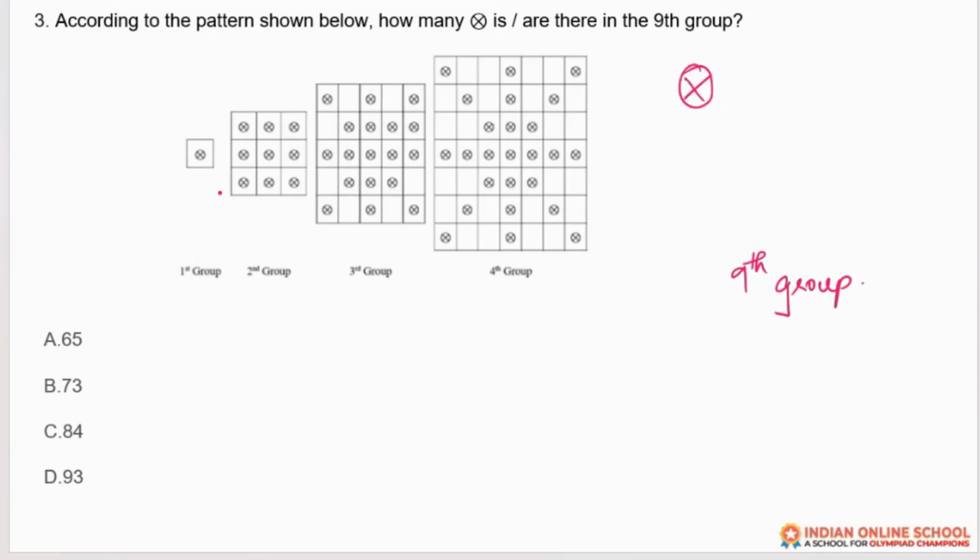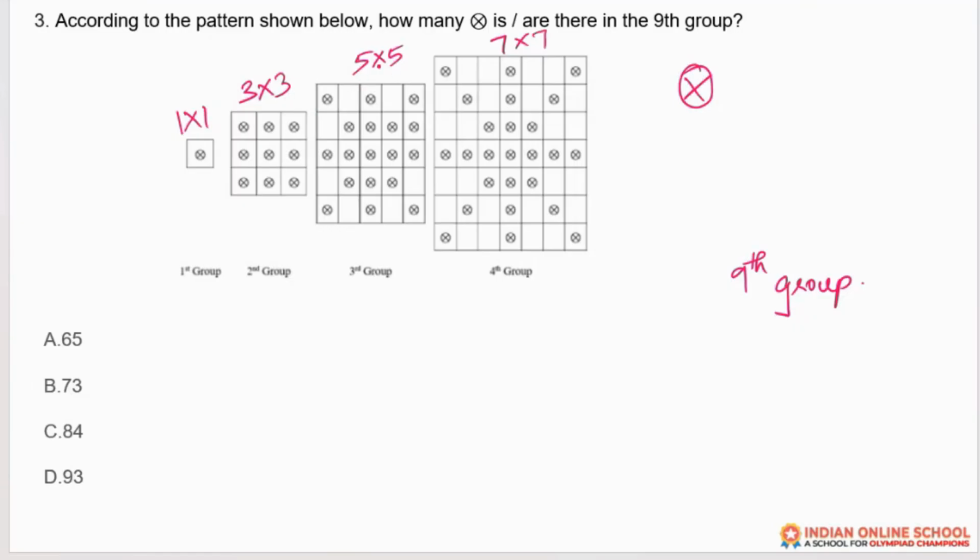These types of patterns sometimes involve multiplying or adding some number, so first we have to identify the pattern. When you observe, the first one is a 1 by 1 square grid, only one box. The second one is a 3 by 3 square grid, that is 9 squares. The third is a 5 by 5 square grid, that is 25 boxes. And the fourth is a 7 by 7 grid. So each time the square grid is of odd numbers only, correct?